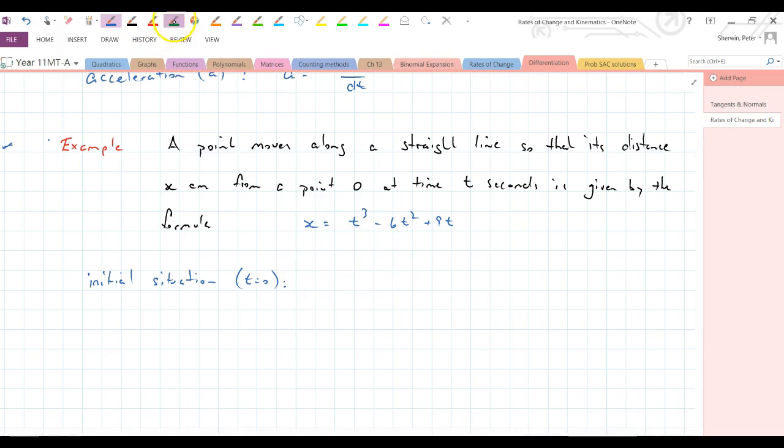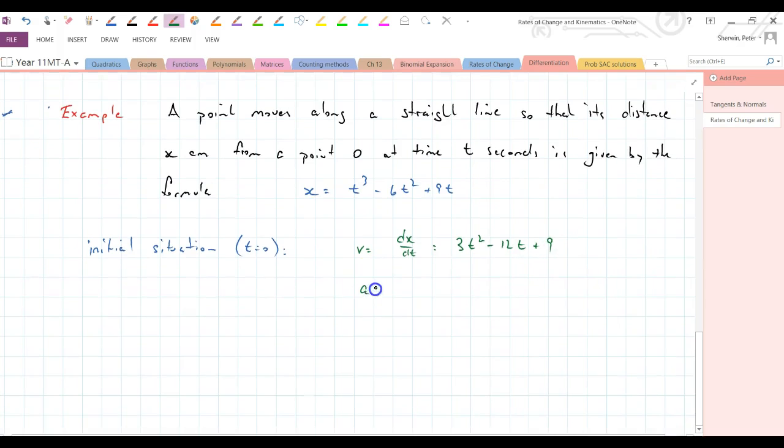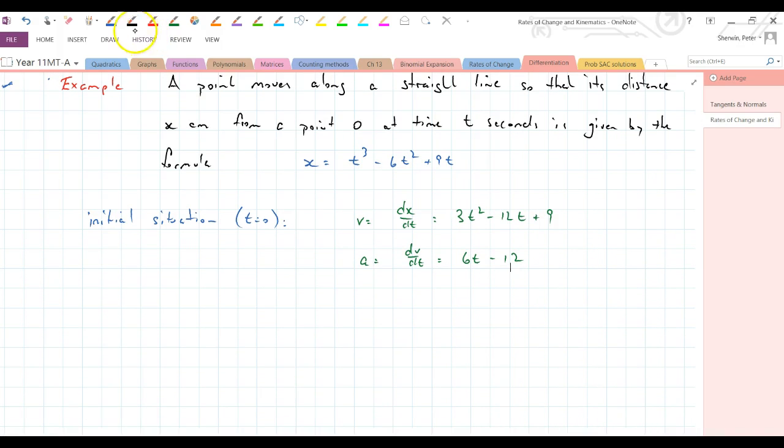What we should do is firstly work out what our velocity is. Our velocity, which will be dx/dt in this case, x representing the distance from a point, so x is the displacement, which is 3t squared minus 12t plus 9. That's our velocity, and our acceleration is going to be the derivative of the velocity with respect to time, so that will be 6t minus 12. So there's our displacement, velocity and acceleration equations. So the initial situation, when t equals 0, our point is at 0, our velocity is 9, and our acceleration is minus 12.